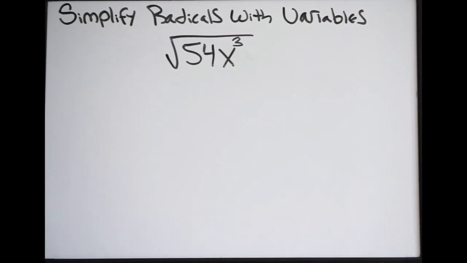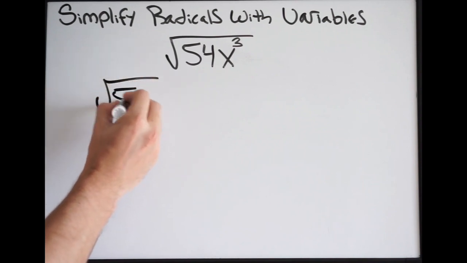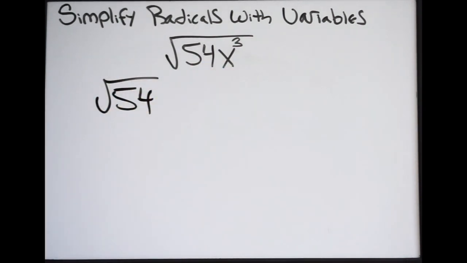Okay, so in this example, we're being asked to simplify radicals with variables. So we'll do a few examples here. Now here is our first example. Notice that we do have a variable. So first I'm just going to simplify down 54. So we have the square root of 54, and then we'll worry about this variable, okay?